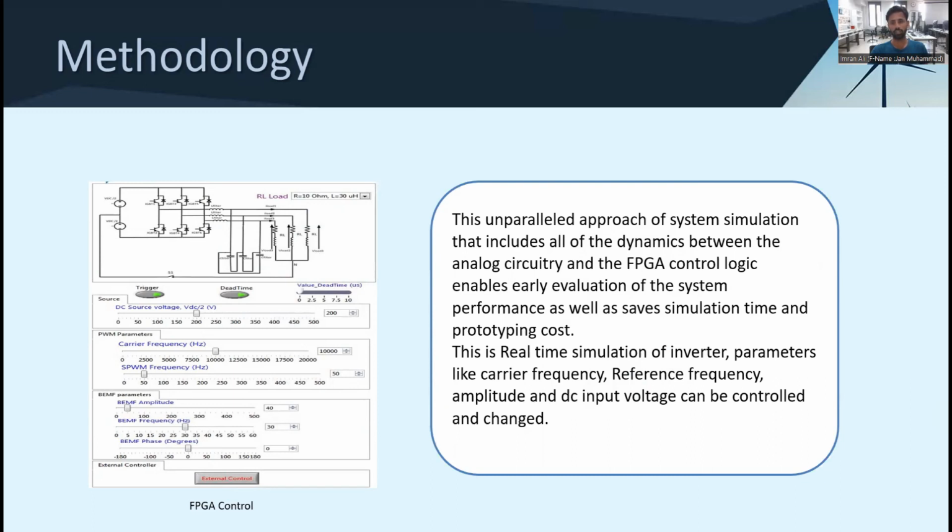This is a real-time simulation of the inverter. Parameters like carrier frequency, reference frequency, amplitude, and DC input voltage can be controlled and changed from here.